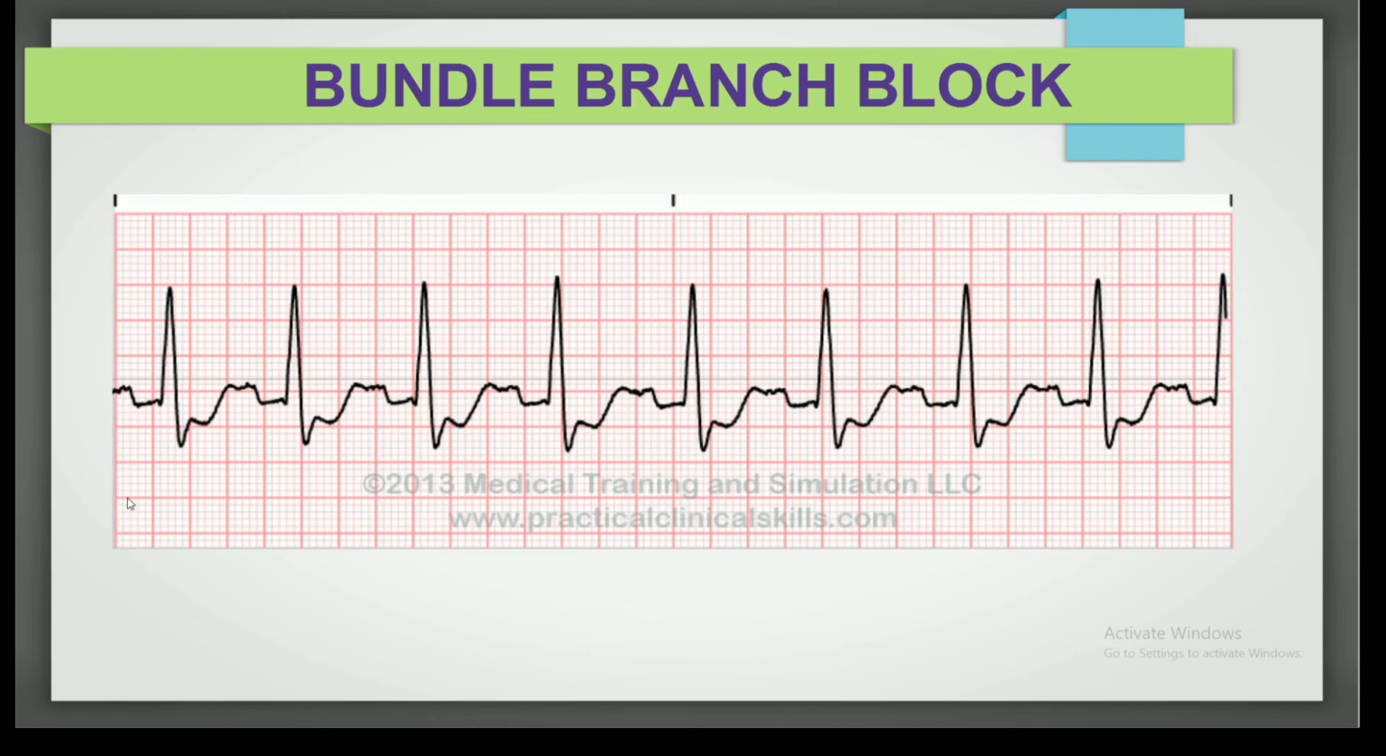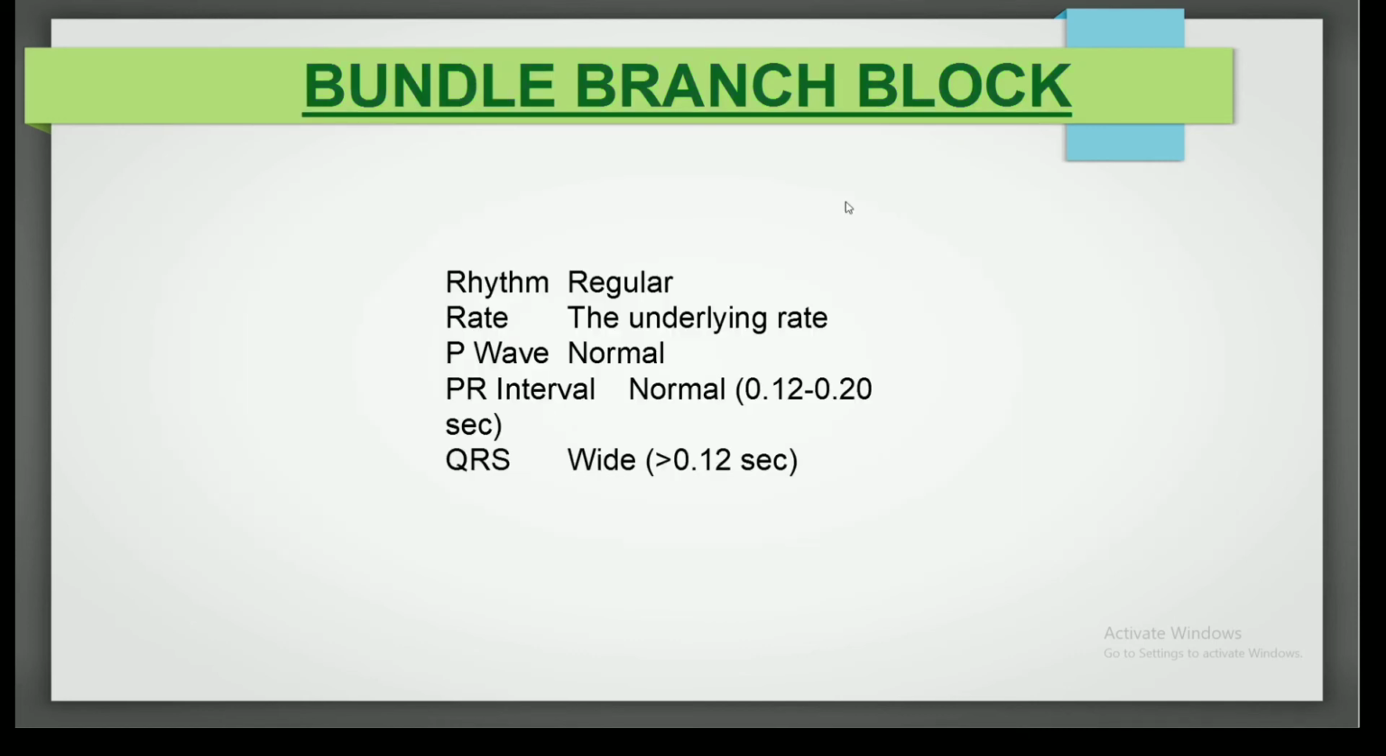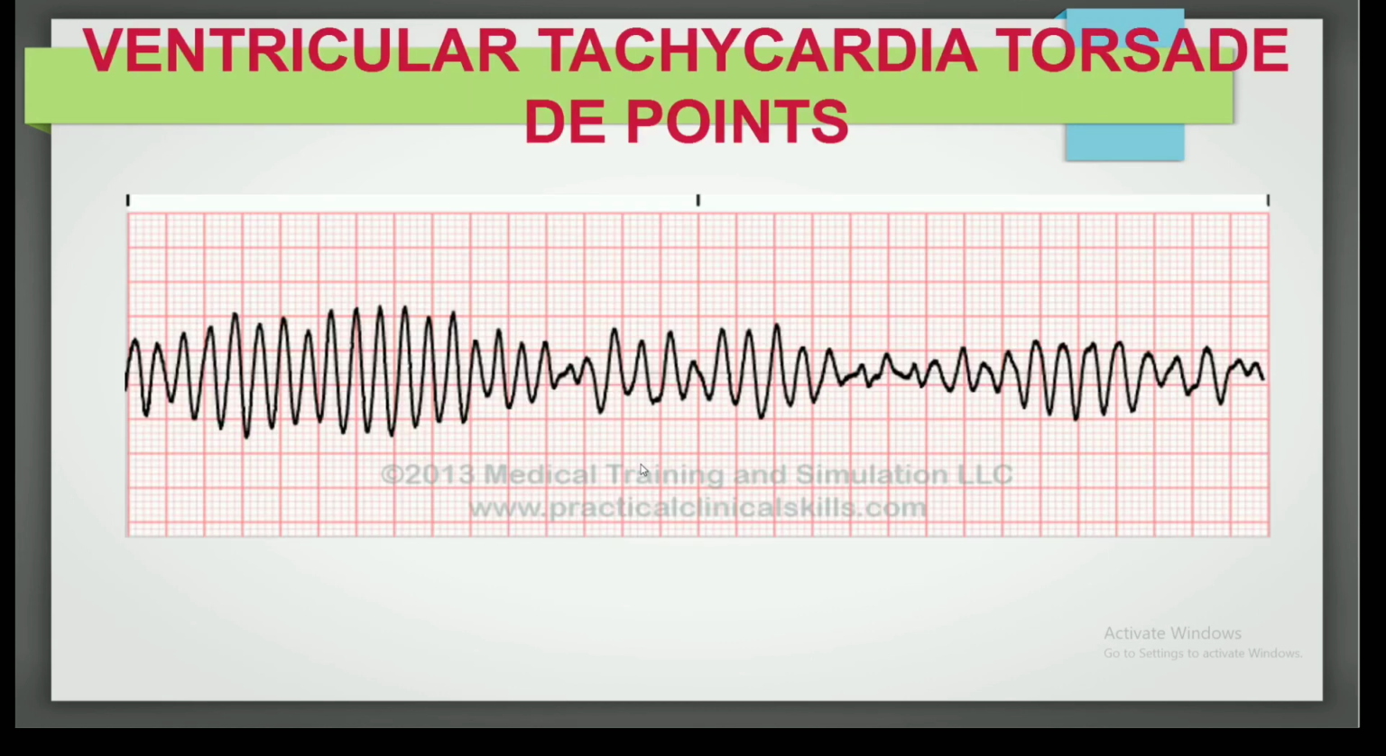You can see here a graphical representation of this bundle branch block ECG. The rhythm is regular, the P wave is normal, but the QRS is wide.